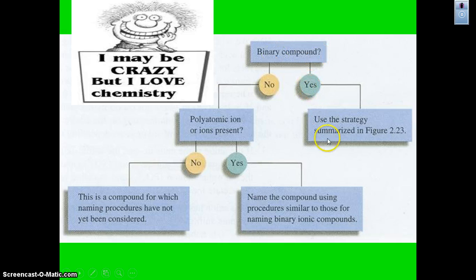We said yes. And this says to look at figure 2.23, but we know this is in chapter 5 for us. So you would go to that flow chart that tells you how to name type 1, type 2, and type 3. So what happens if we come across the question again and say, is it a binary compound? And the answer is no. What are we looking for?